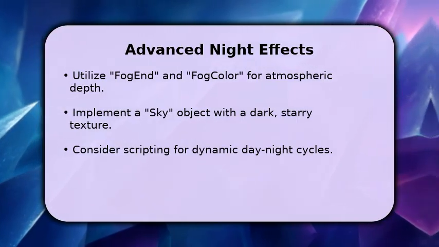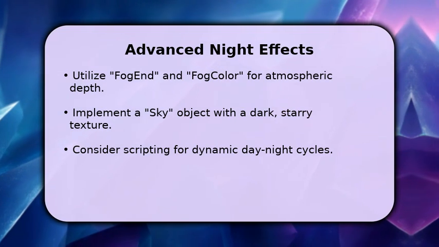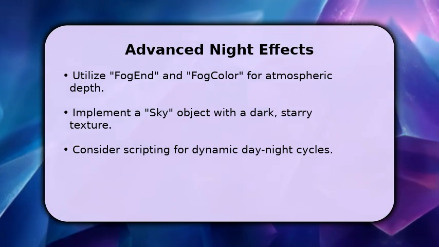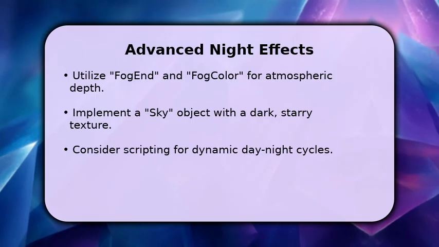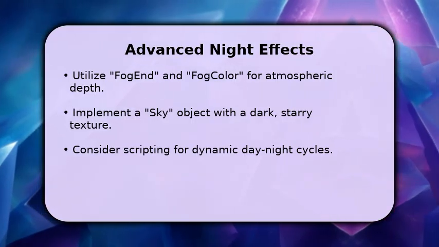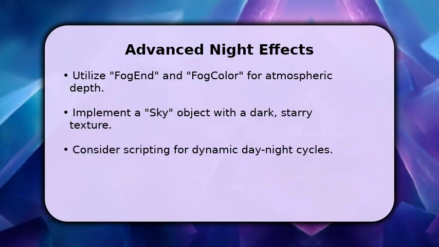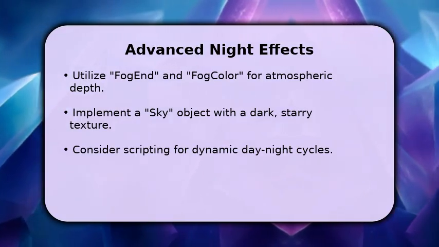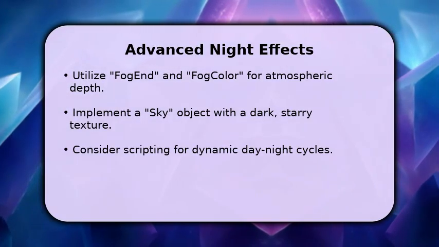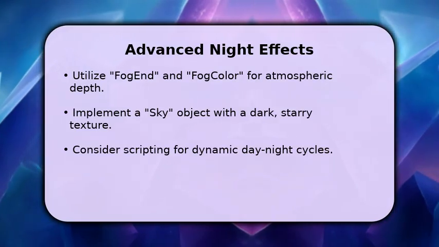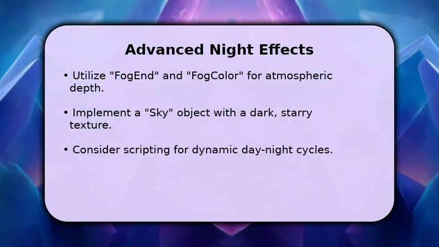Adjust the fog end and fog color properties within the lighting service to create atmospheric depth, making distant objects appear hazy. You can also replace the default skybox with a custom sky object featuring a dark, starry texture. Finally, for dynamic gameplay, consider implementing a script that transitions between day and night, offering a constantly evolving environment.